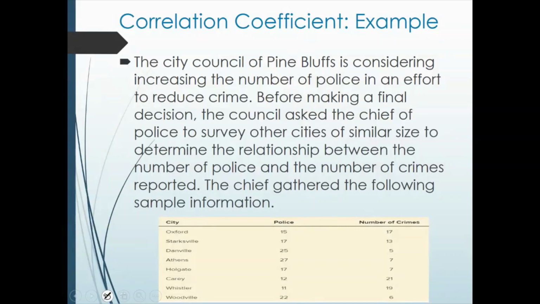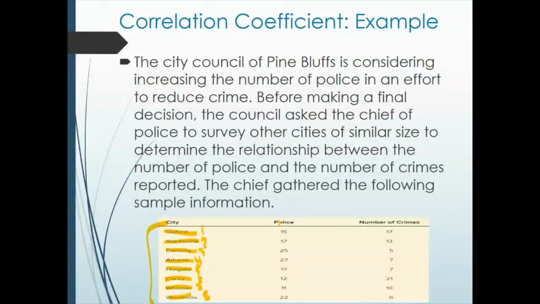All right, so we're going to make this decision based on the cities here: Oxford, Starkville, Danville, Athens, and so on. How many do I have? 1, 2, 3, 4, 5, 6, 7, 8. I have 8 data points here.